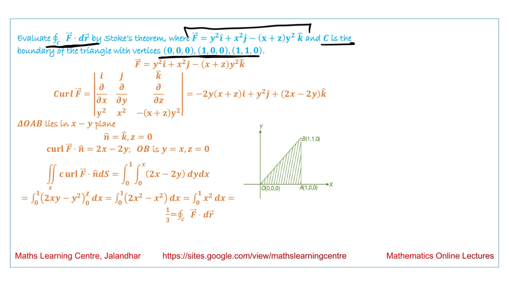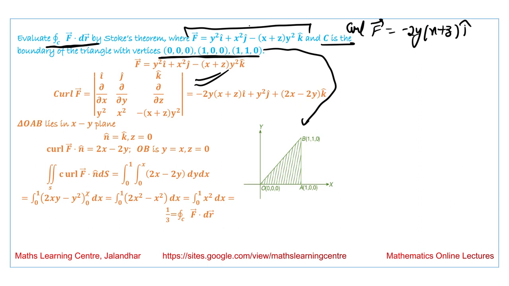So this is a triangle in the xy plane. If we plot all these points, we obtain the figure in this form. Now for this vector F, if we calculate the value of curl of F vector, the answer we get is minus 2y times (x plus z) i cap plus y square j cap plus (2x minus 2y) k cap.